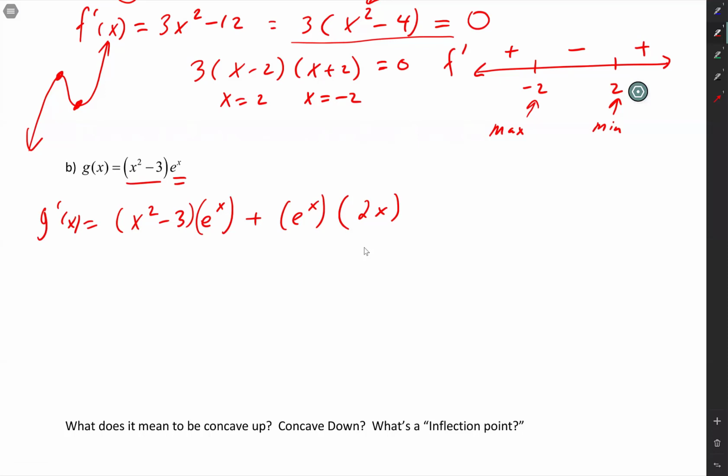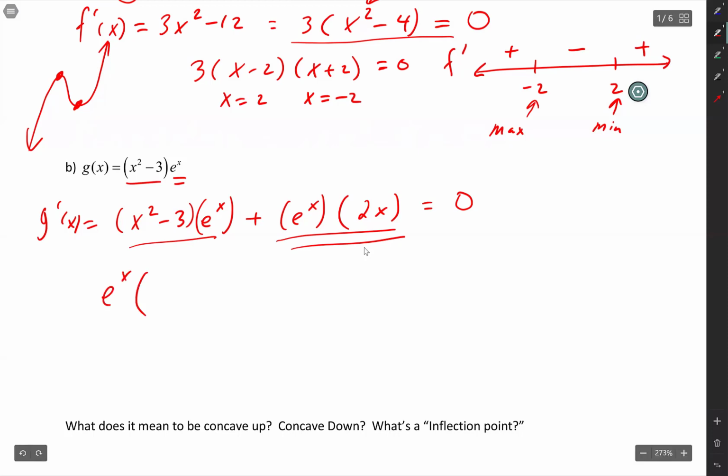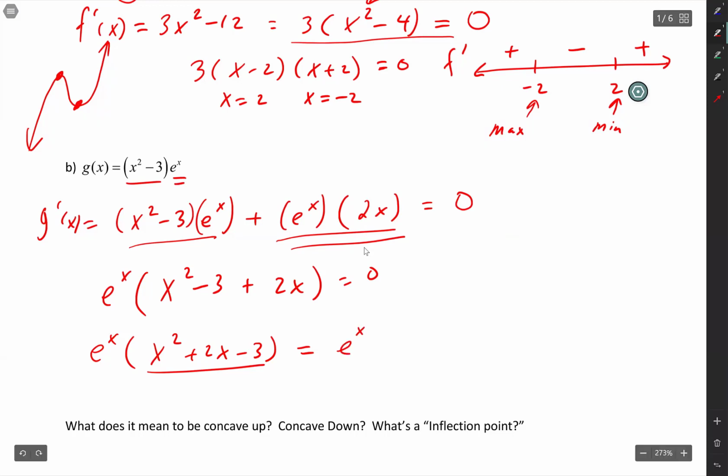So now I look at this and I'm like, I don't know how I'm going to get critical numbers from there. I don't have a calculator. Yes, relax. Here's a product. Here's another product. What can I factor out of these products? e to the x. When you factor out the e to the x, you're going to get x squared minus 3 plus 2x. Let's rewrite this. Of course, all that equals 0. e to the x, and I'm going to write it as x squared plus 2x minus 3. All this in here is factorable. You can rewrite it as e to the x, x plus 3, x minus 1.